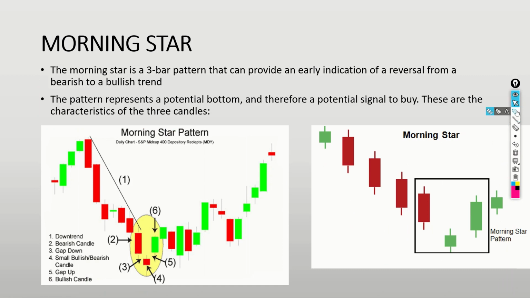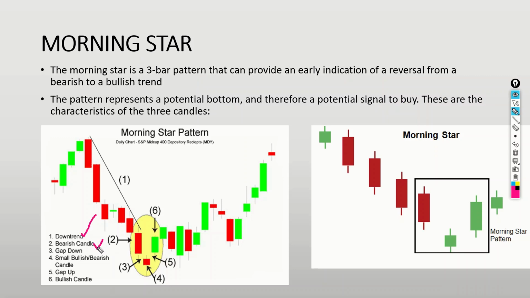So another pattern we are going to be looking at is called the morning star. The morning star is a 3-bar pattern that can provide an indication of a reversal from a bearish to a bullish trend. The pattern represents a potential bottom and therefore a potential signal to buy. These are the characteristics of the three candles in the morning star. Number one, it has to be a clear downtrend.